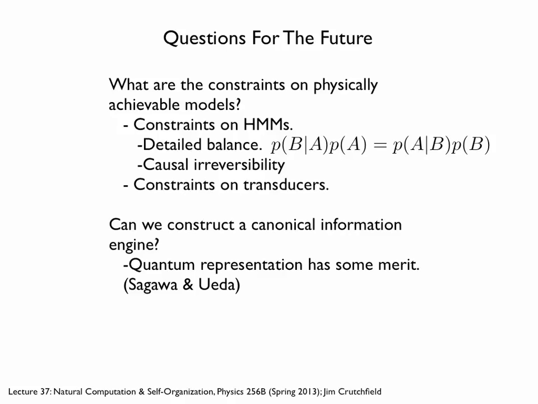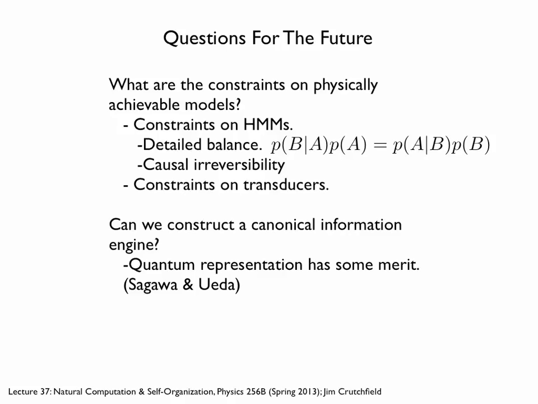I guess we're left with broader questions about the future, not just about this model, like something I mentioned before: what are the constraints on physically achievable models? We keep coming up with all these models that we're not exactly sure are realizable in physics. So can we come up with constraints on hidden Markov models, such as maybe detailed balance, which is a term common to both statistical mechanics and what you have been learning, and also causal reversibility or irreversibility? Also, what sort of constraints on transducers could there be?